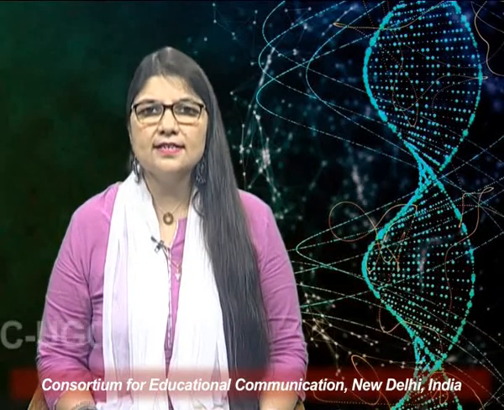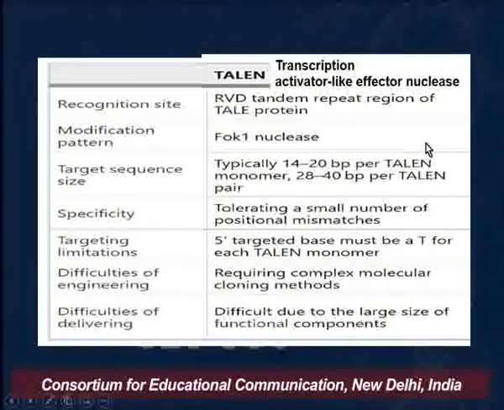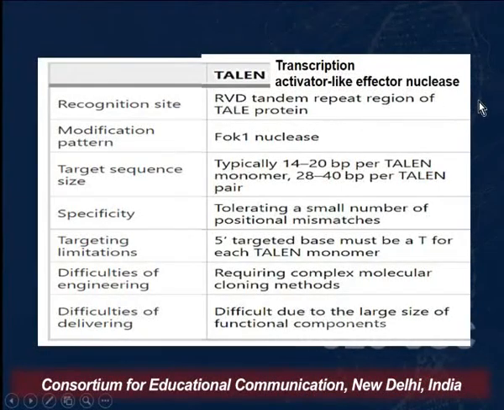The TALENs, as I said, are transcription activator-like effector nucleases. The recognition site is the TALE binding sites, which we will discuss in detail. It again contains FokI nucleases. They typically recognize 14 to 30 base pairs, and there is a specific base pair at 2 points which is recognized by these TALE binding domains. The specificity is provided, and only a small number of potential mismatches are allowed.